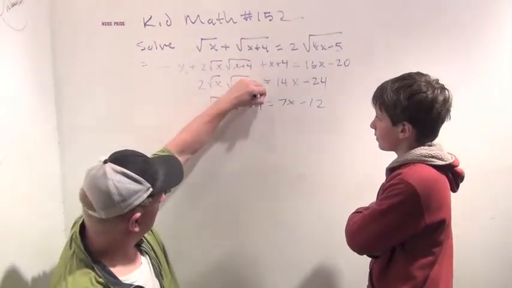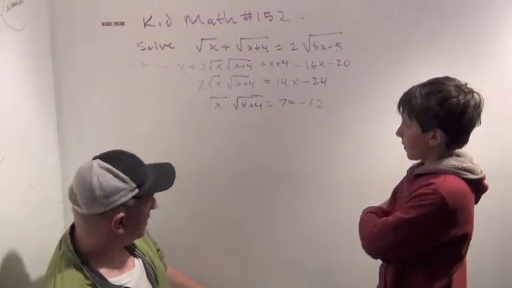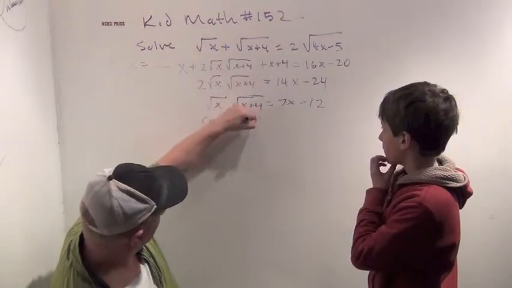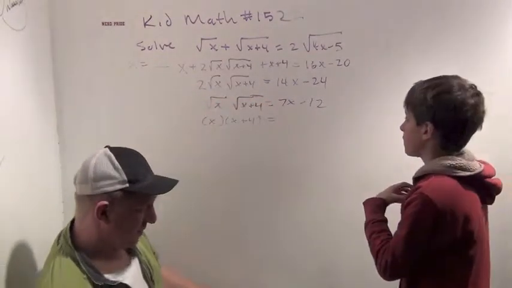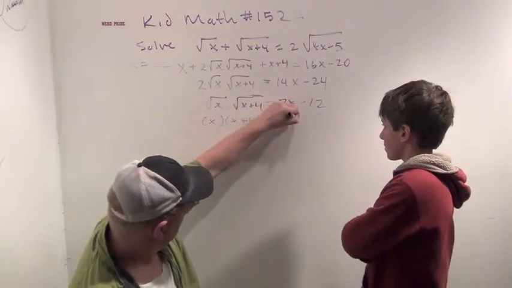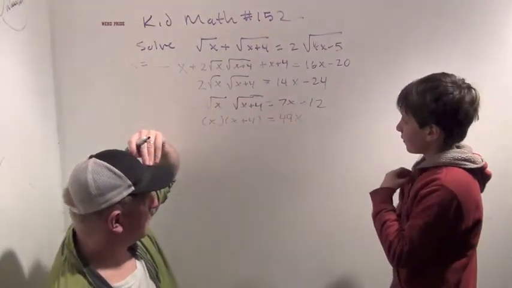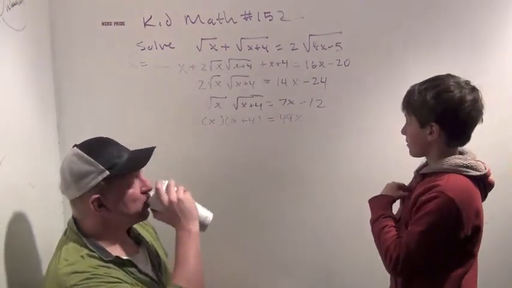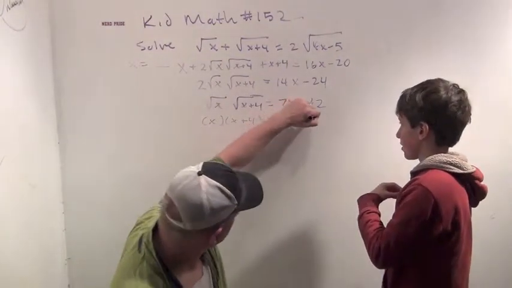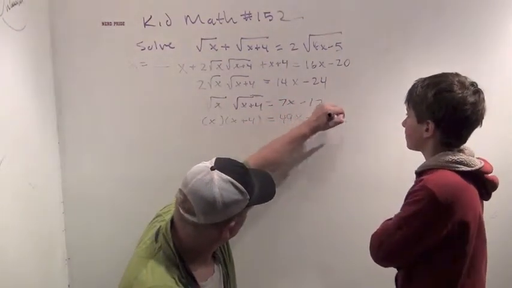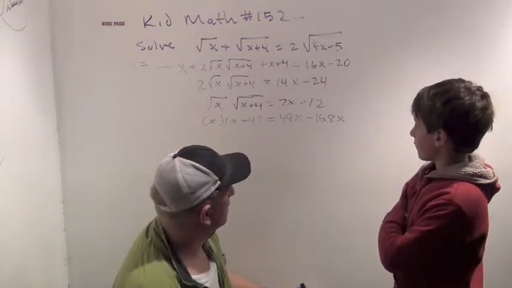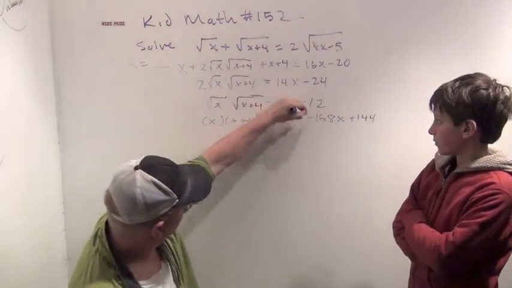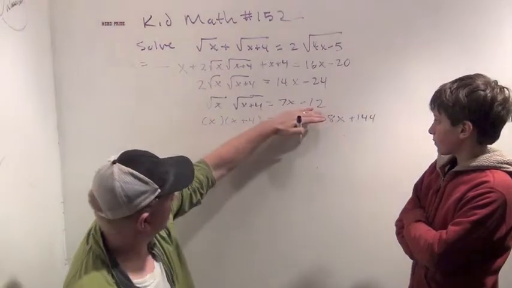Now what happens when I square both sides? Now we get x times x plus 4, which is x squared plus 4x, equals 49x squared minus 2 times 7 times 12x. What is 2 times 7 times 12? Well, 7 times 12 is 84. 2 times 84 is 168. So it's minus 168x, and then plus 144. Oops, I forgot to write x squared: 49x squared minus 168x plus 144.